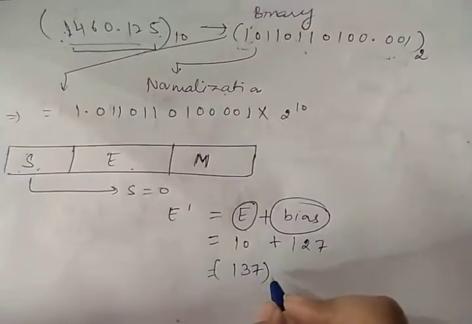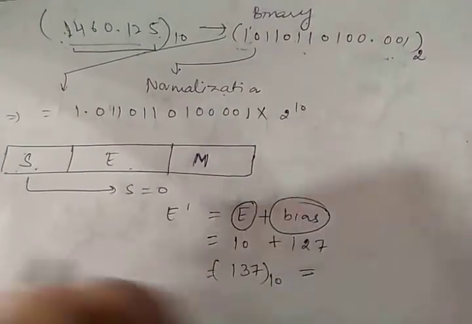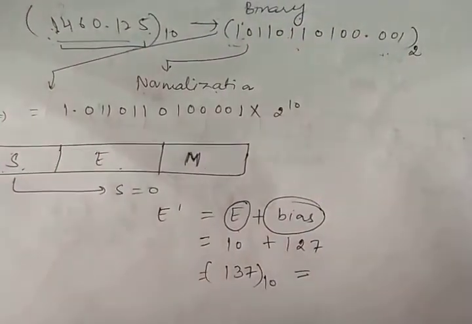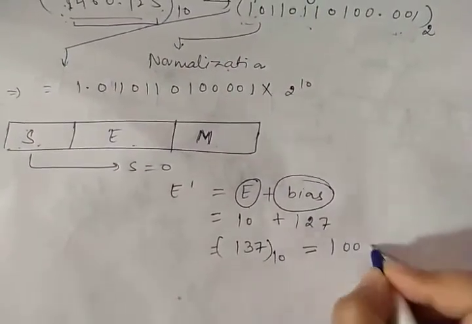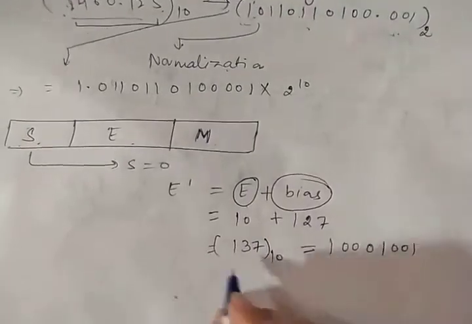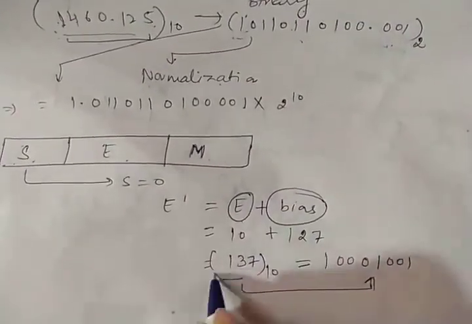You need to convert this 137 into binary format, and after converting, you will get the value 100010001. So this is the binary format for 137.